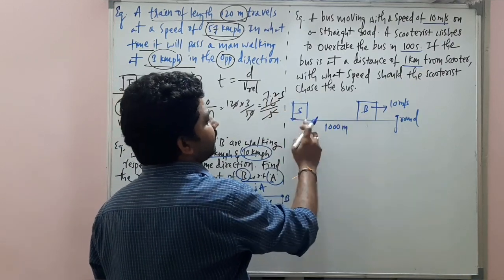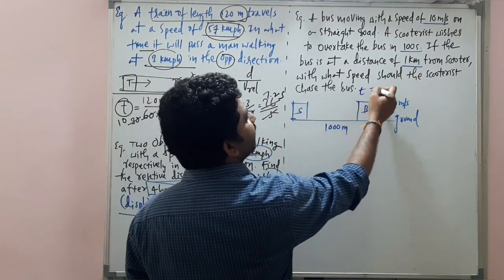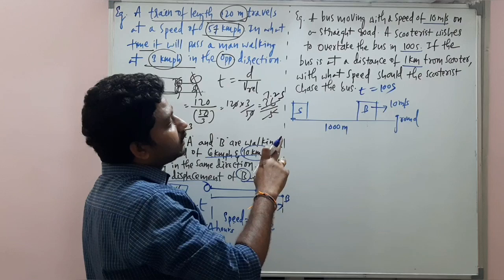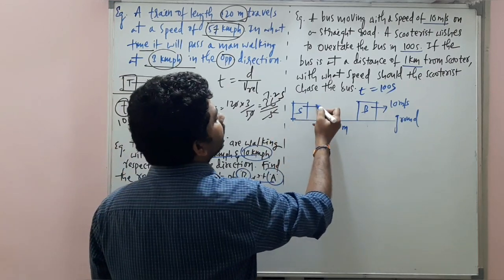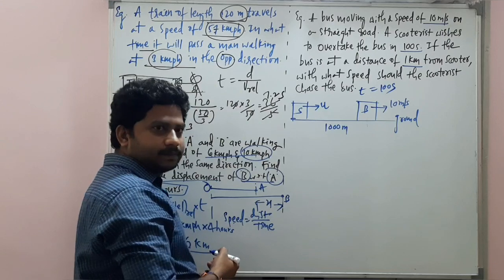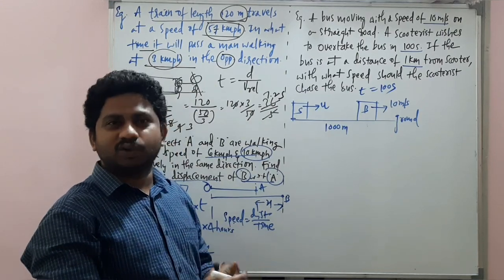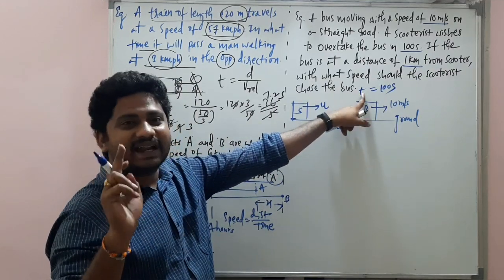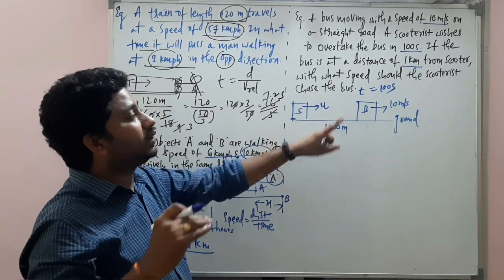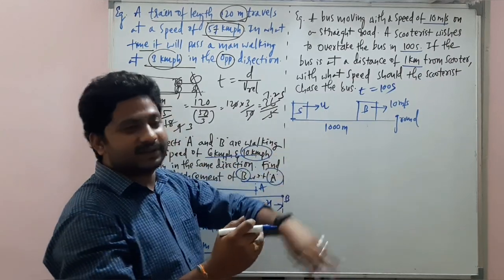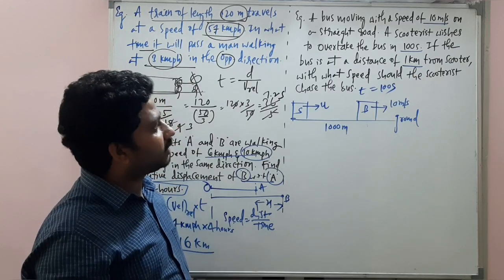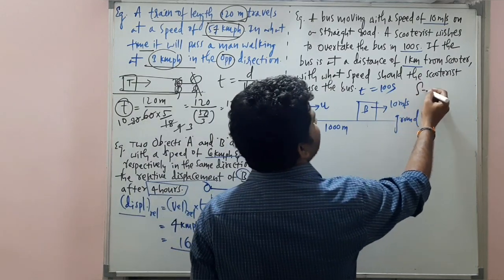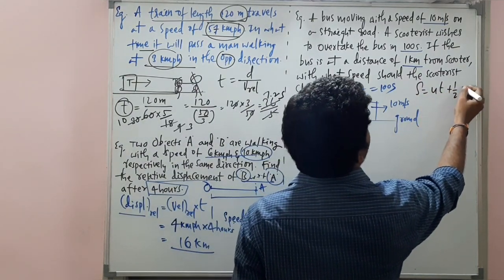The scooterist wishes to overtake the bus in 100 seconds, right? So in how many seconds is he going to overtake the bus? 100 seconds. With what speed? Look here, this is the speed of the scooterist. In 100 seconds, if he wants to overtake, imagine he overtook the bus. In that case, what is the speed with which he should move so that he will chase the bus? I've told you already, the formula to be applied here is S is equal to ut plus half at square, my dear children.